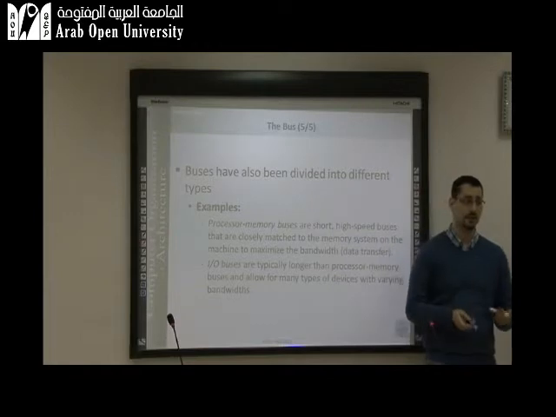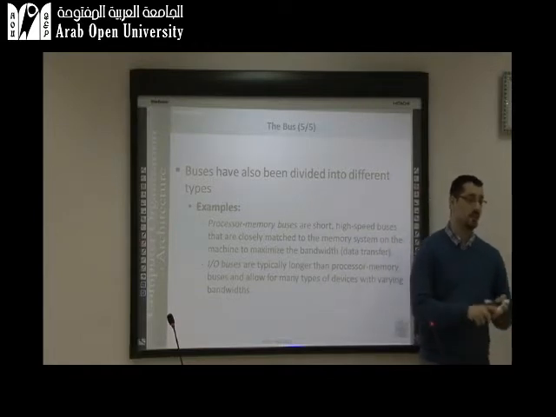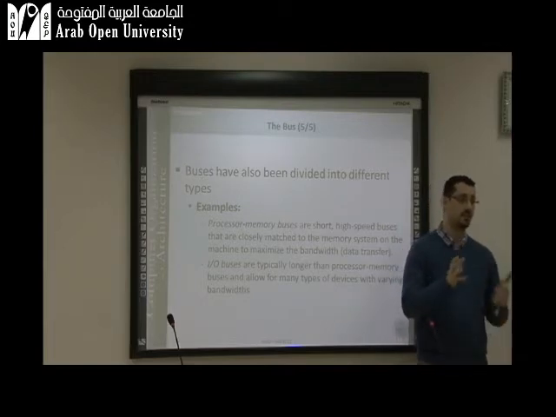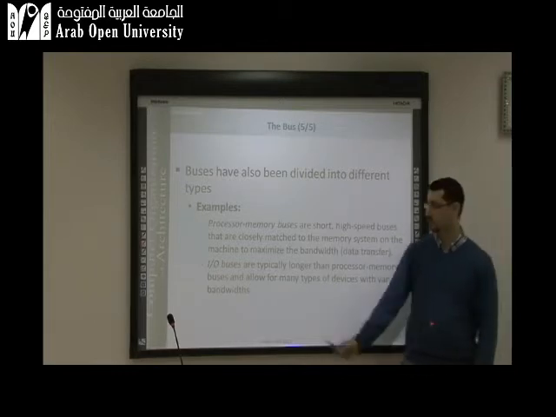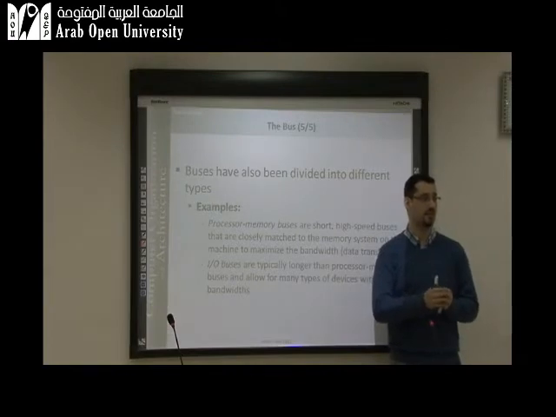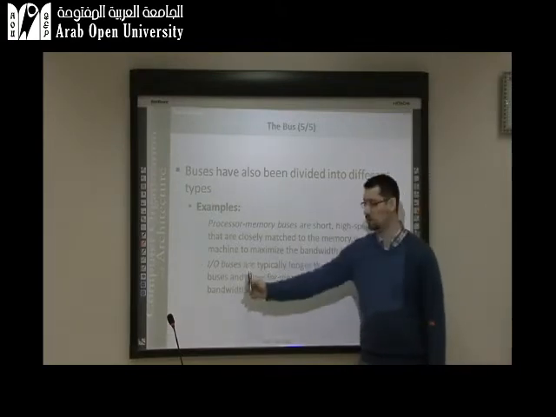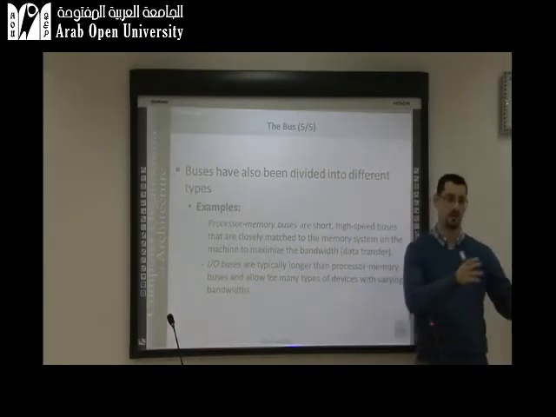Now, we've seen that we can say this is a data bus, address bus, and control lines, but we can also give a name to the bus depending on the components it is connecting. For instance, we have what is called a processor-memory bus, because this is a bus dedicated to connecting the processor with the memory, while we have input-output buses, which are buses that connect input-outputs to the CPU.